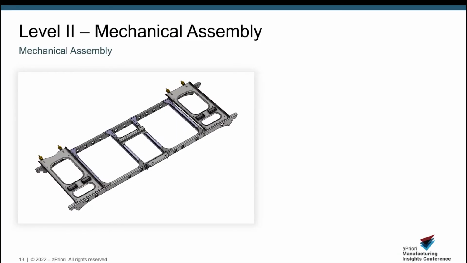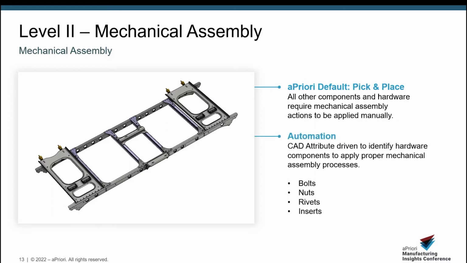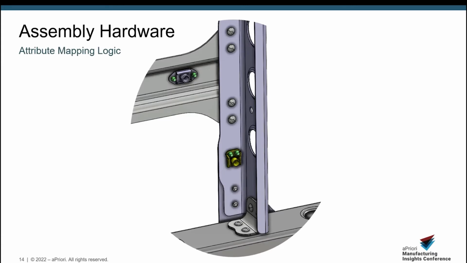The next level of automation that we're going to take a look at is mechanical assembly. In today's aPriori default setup, what we identify is simply pick and place. And we know that manually we need to apply other things like our hardware, things like rivets, nut plates, screws, nuts, and bolts. But there's a better way to do that. What I want to take you through is how we are going to leverage particular CAD attributes to drive the automation on aPriori's side, to reduce the number of clicks we need to make to identify these assembly processes. So what does that look like?